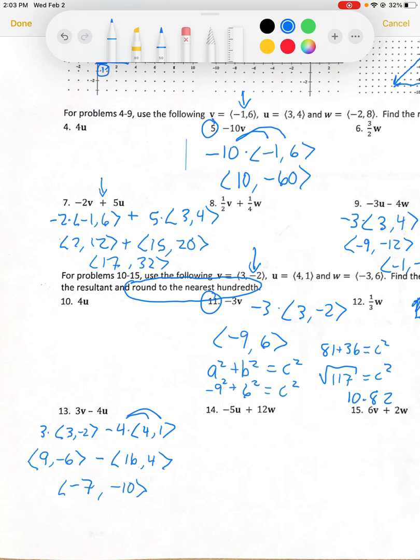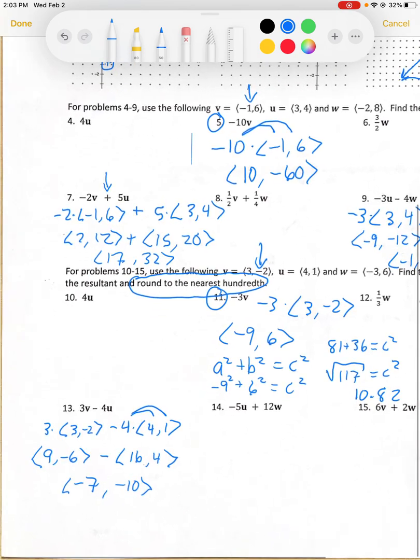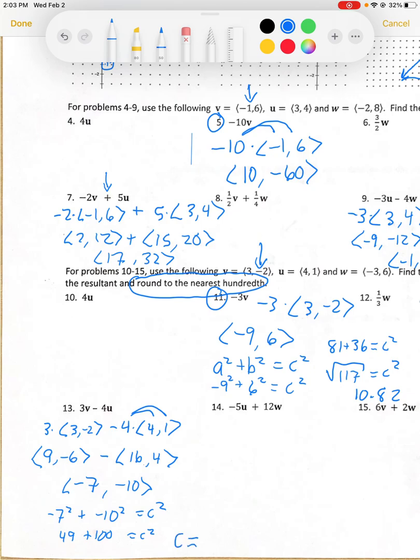From here, we need to figure out our magnitude. So that'll be negative 7 squared plus negative 10 squared is equal to c squared. That'll be 49 plus 100 is equal to c squared. And c is going to be the square root of 149. Once again, I skipped the step where I added 49 and 100, and then just took the square root of that. So we type that into our calculator.